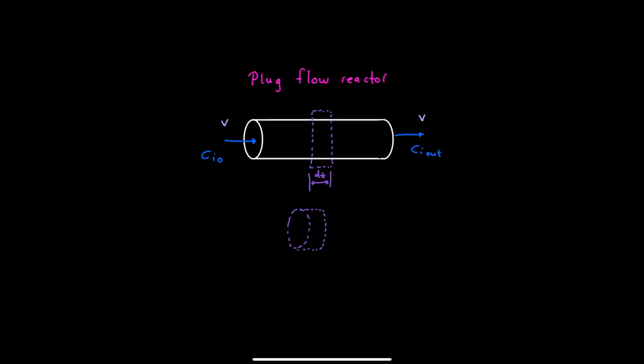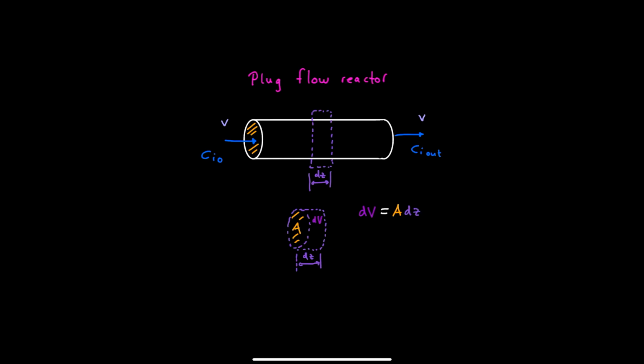So the segment consists of a cross-section area named A, which is the same as the reactor's. So this is the same area. So it will consist of the volume dV at the given dc. Hence, dV will result in A times dc.